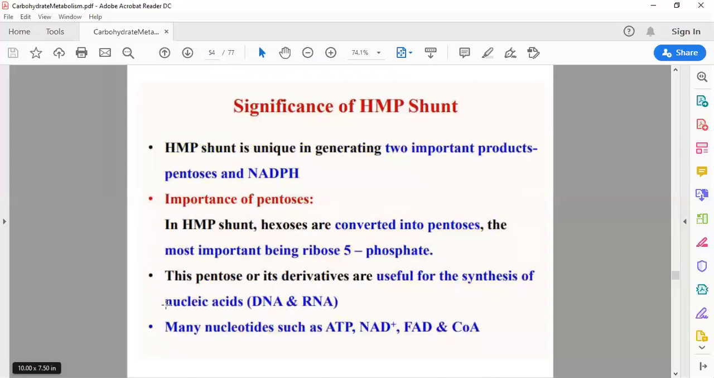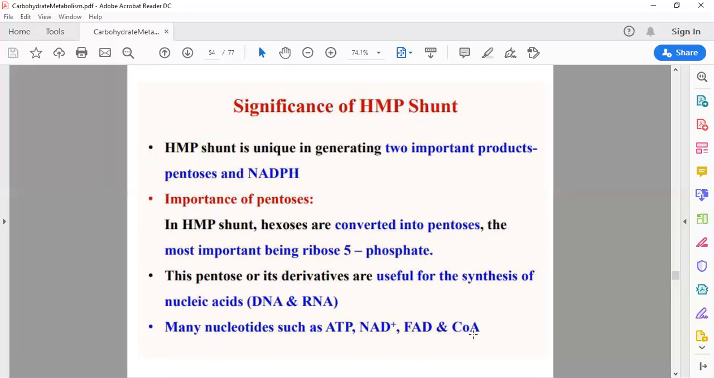So HMP shunt is unique in generating two important products, that is pentoses and NADPH. In HMP shunt, hexoses are converted into pentoses, the most important being ribose 5-phosphate, which is produced at the end of the oxidative phase, and then it enters into the non-oxidative phase. The pentoses which are formed and their derivatives are useful for the synthesis of nucleic acids like DNA and RNA. Also, they are used for the synthesis of nucleotides such as ATP, NAD, FAD, and coenzyme A.